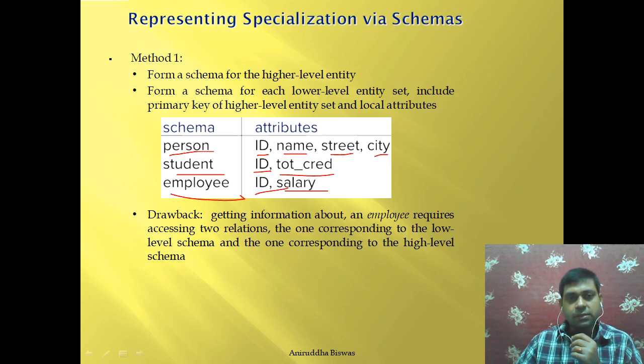Now form a schema for the higher level entity, that is the first step. Next, form a schema for each lower level entity set, including the primary key of the higher level entity set and local attributes. But here there is a drawback. The drawback is that getting information about an employee requires accessing two relations, the one corresponding to the low level schema and the one corresponding to the high level schema.